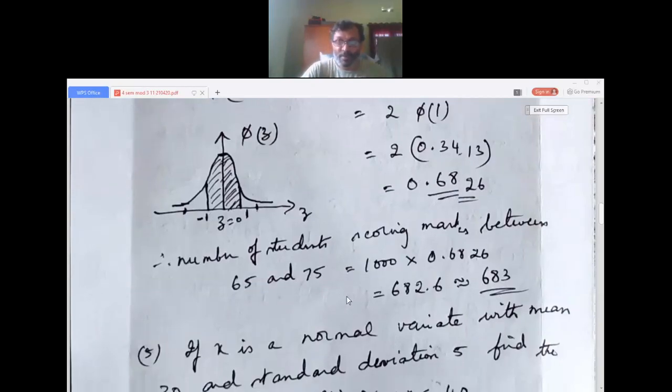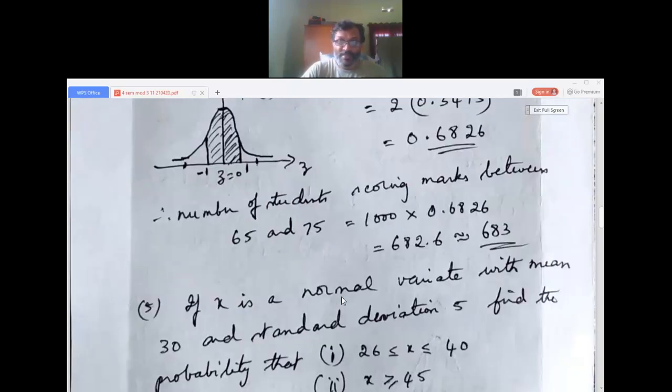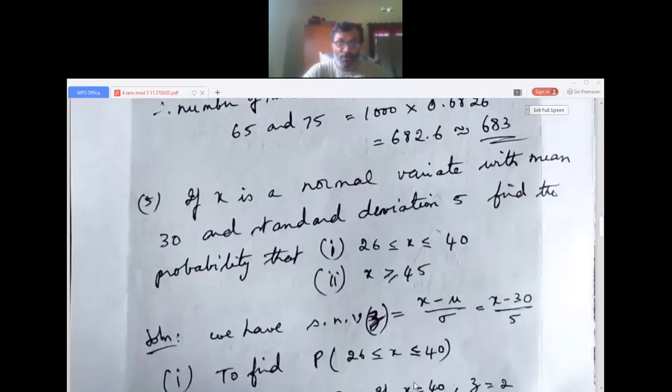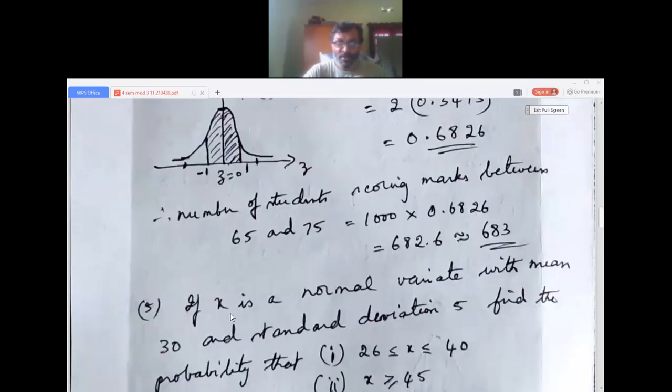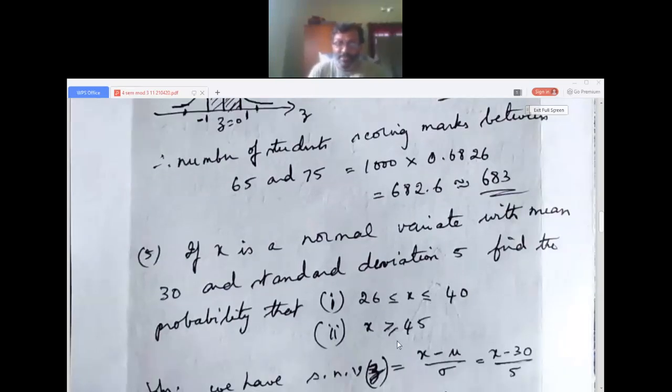Now here you can see, if x is a normal variate with mean 30 and standard deviation 5, find the probability that 26 less than or equal to x less than or equal to 40, and x greater than or equal to 45. See this question, very simple question. Mean means mu, standard deviation means sigma. First sub question is 26 less than or equal to x less than or equal to 40. Second sub question is x greater than or equal to 45.